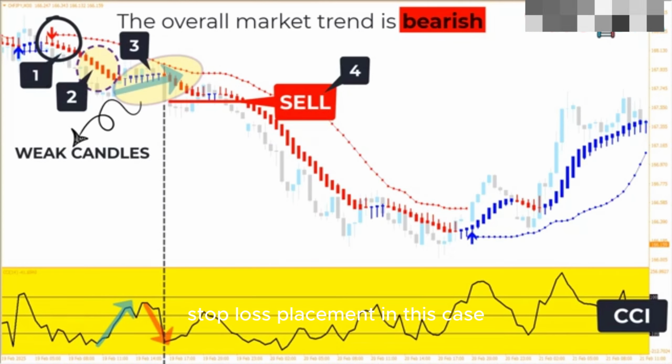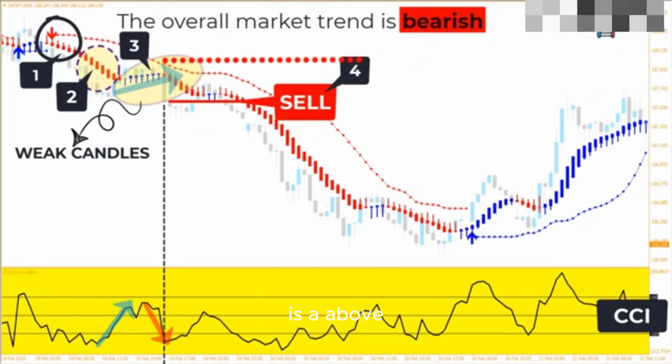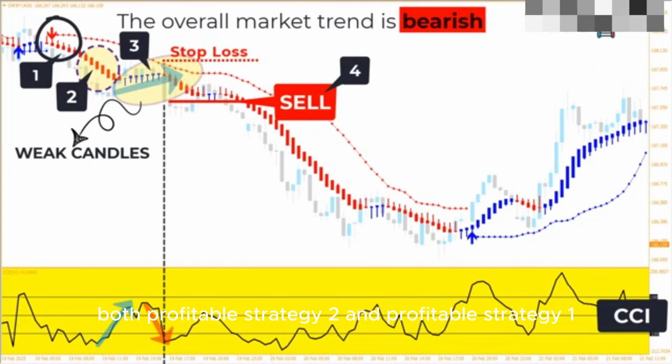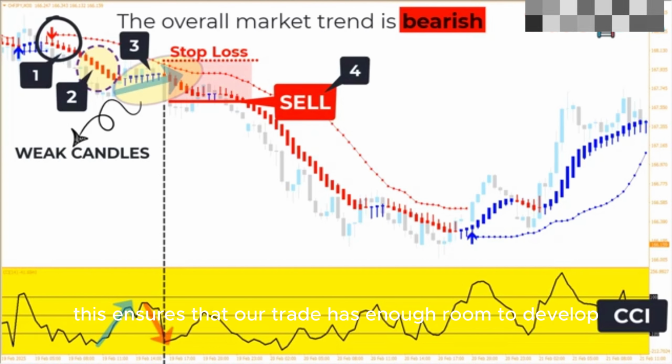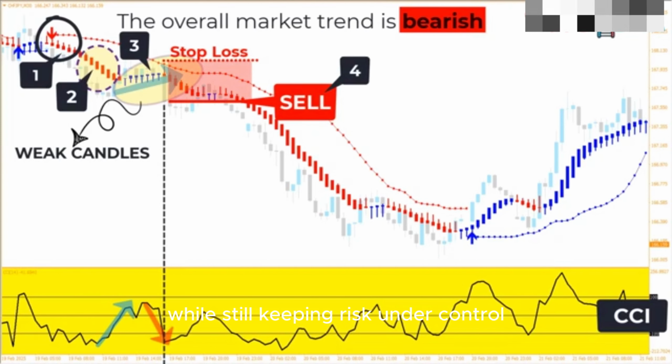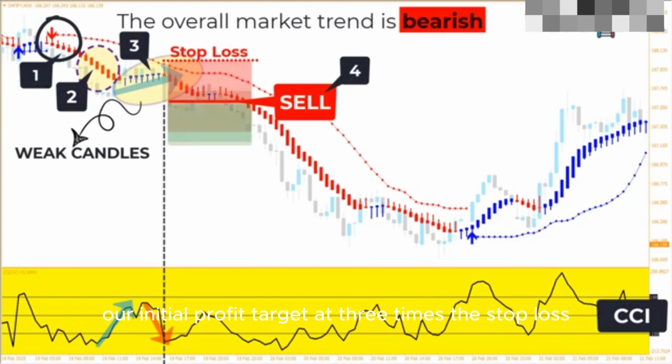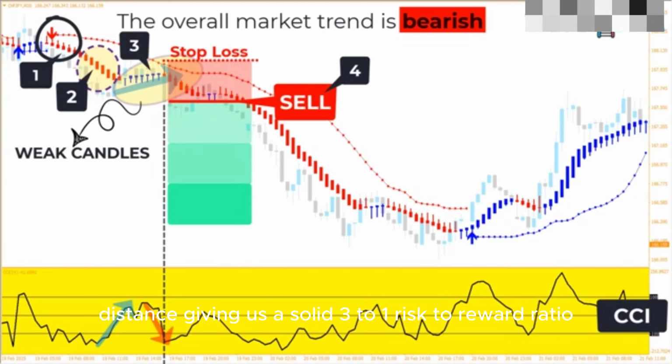Stop loss placement in this case: the most optimal stop loss placement is above both profitable strategy 2 and profitable strategy 1. This ensures that our trade has enough room to develop while still keeping risk under control. And because this is a high probability signal, we follow smart risk management by setting our initial profit target at 3 times the stop distance, giving us a solid 3 to 1 risk to reward ratio.